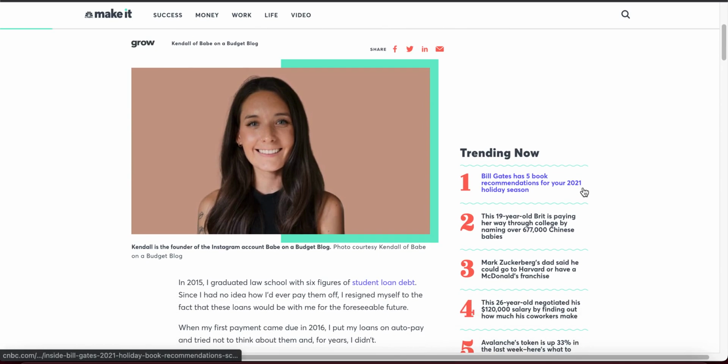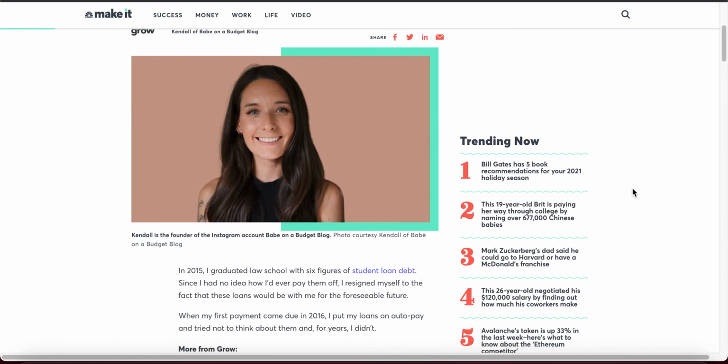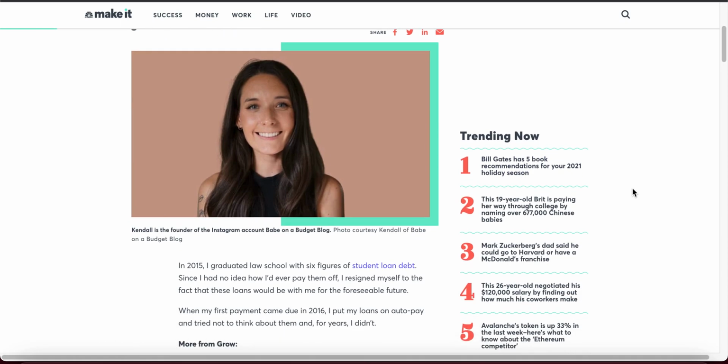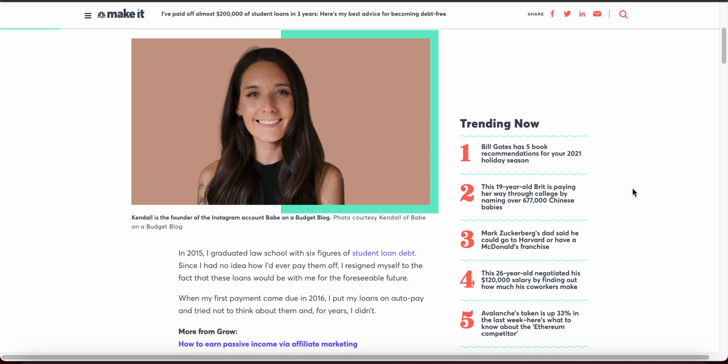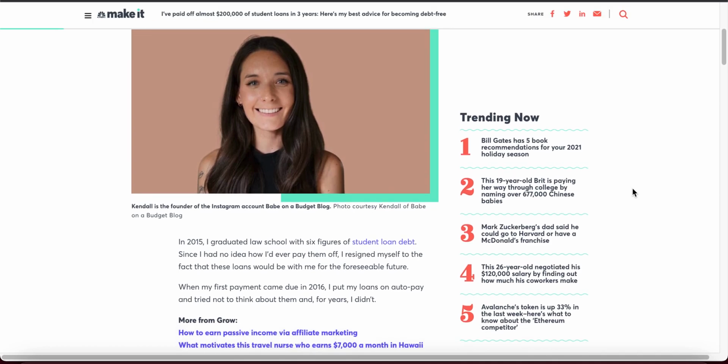So in 2015, I graduated law school with six figures of student loan debt. Since I had no idea how I'd ever pay them off, I resigned myself to the fact that these loans would be with me for the foreseeable future. When my first payment came due in 2016, I put my loans on auto pay and tried not to think about them, and for years I didn't.